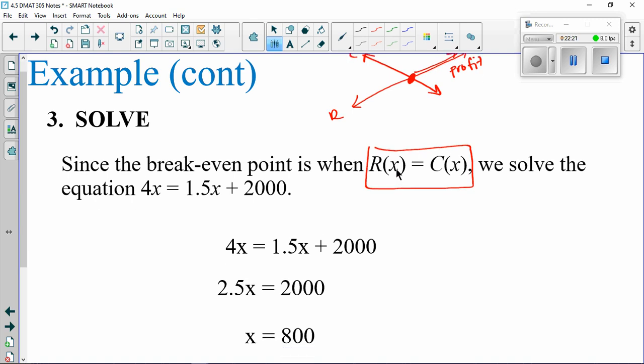Since the break-even point is when they're equal to each other, set the revenue equal to the cost. So subtract your $1.50 per box, and you get $2.50 per box equals 2,000. Then divide by 2.50, and you find out that you will need to produce 800 boxes to break even. If you only produce 799, you're still in the hole. If you produce 801, then you start making a profit.